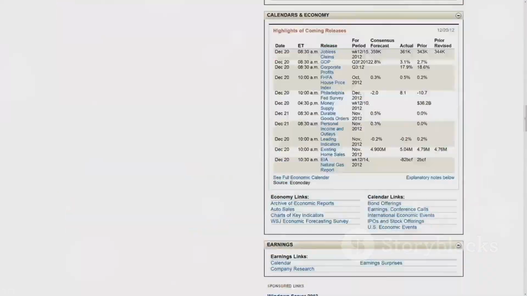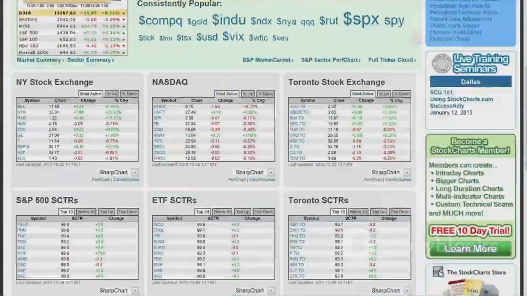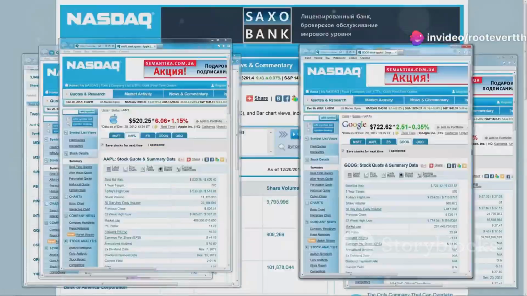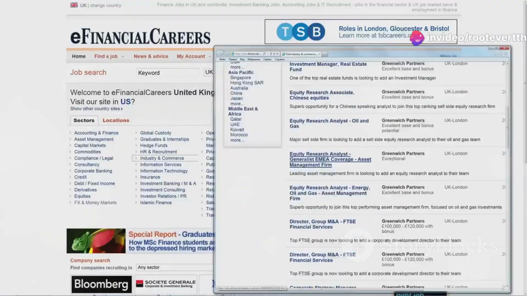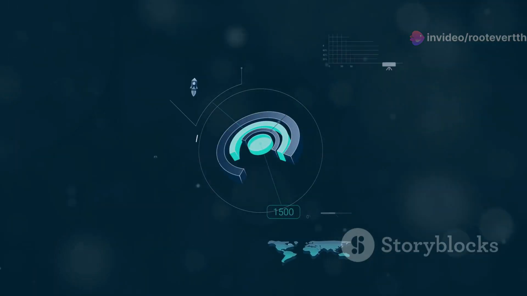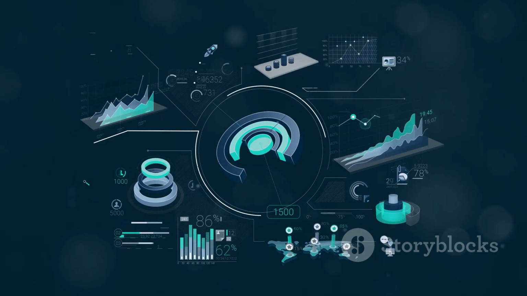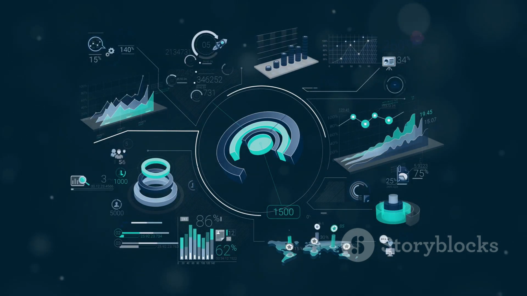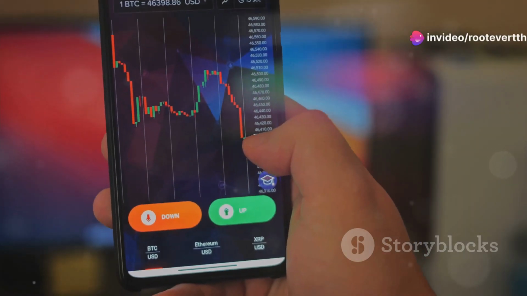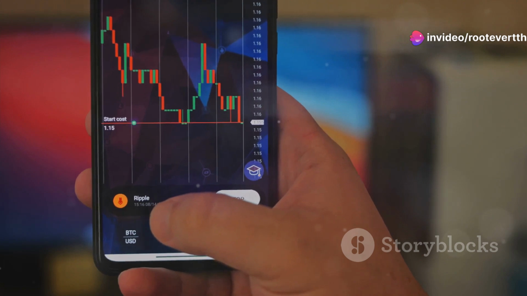When selecting a platform, it's crucial for beginners to consider factors such as fees, the availability of customer support, and the types of investments offered. Some platforms cater specifically to novices, offering guided tours of the market, simulated trading experiences, and comprehensive educational materials. These features can be invaluable for building confidence and competence before committing real money.